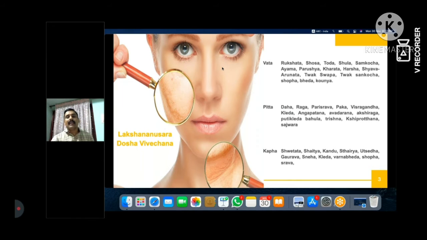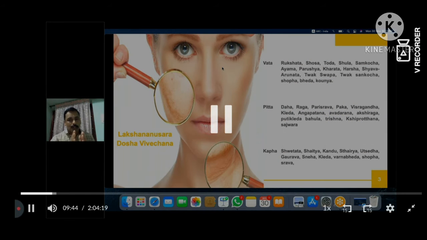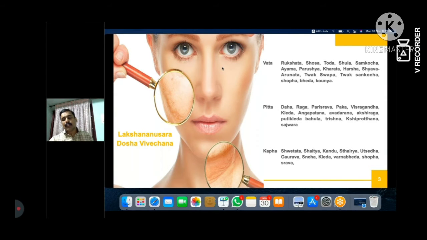And stairyata: the stira, katina mandalas are seen in the kapha predominant condition. Utseda, elevated. Gaurava, guruta also we can say, or some whitish discoloration also. Sneha will be snigdha in nature, and kledata will be seen. Kleda is also seen in pitta. When compared to the kleda of pitta, the kapha kleda will be more thick in nature. Then varna bheda: in the shweta itself there will be slight changes in the varna also seen. Lightish discolorations we can observe in the kapha association.